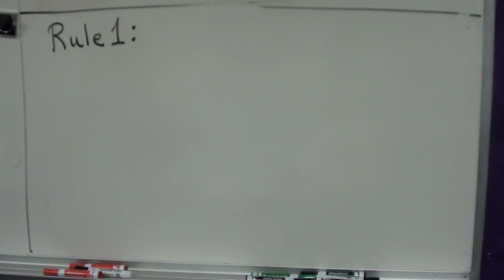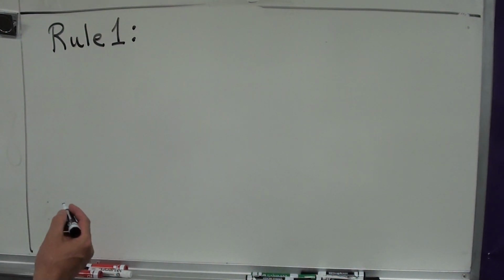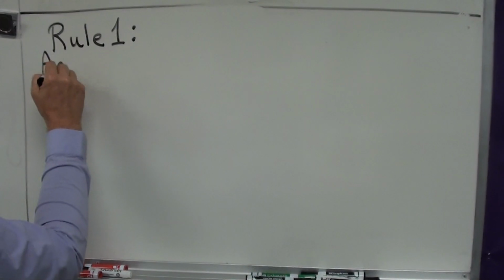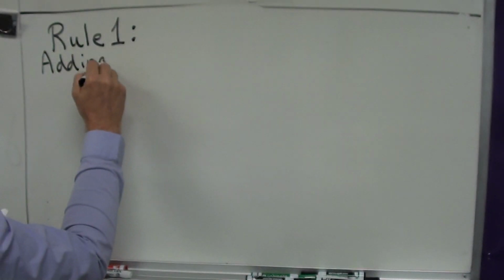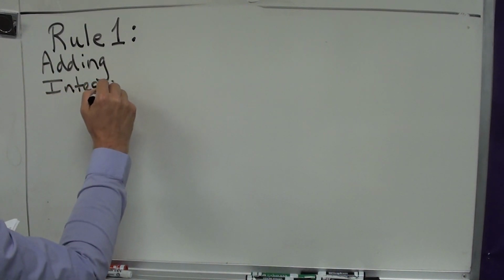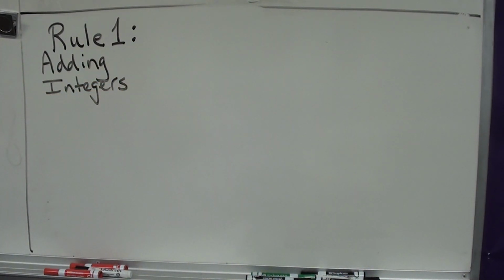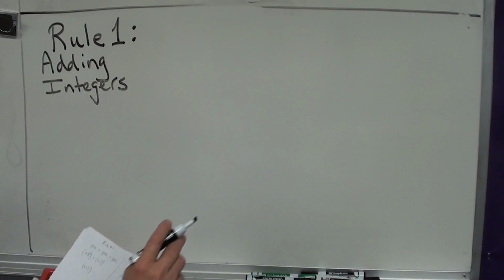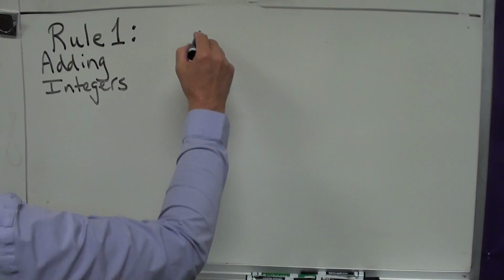Okay, so right now we're going to go ahead and look at Rule 1 of adding integers. Remember, we're talking about adding integers. And again, we have some key vocabulary here, such as integers or absolute value. We'll talk about that when we get there.